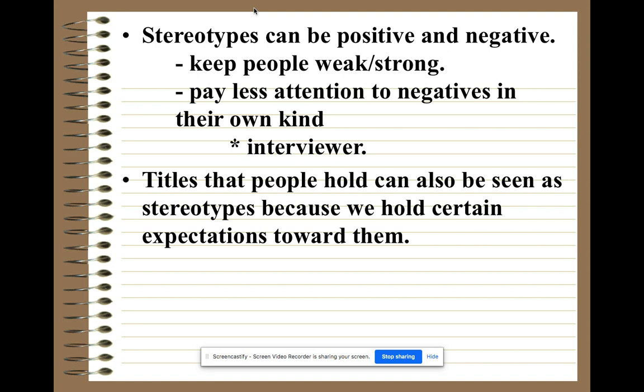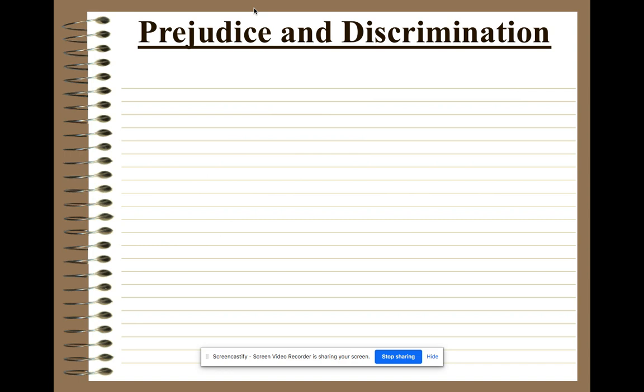Job titles have certain expectations that come along with them. We expect the sheriff to be law abiding. We expect a race car driver to be a good driver. We expect a teacher to know things about their topic areas, and so students learn. We have these expectations with what these things mean. Now, stereotypes exist, and whether they're good or bad, they're out there.